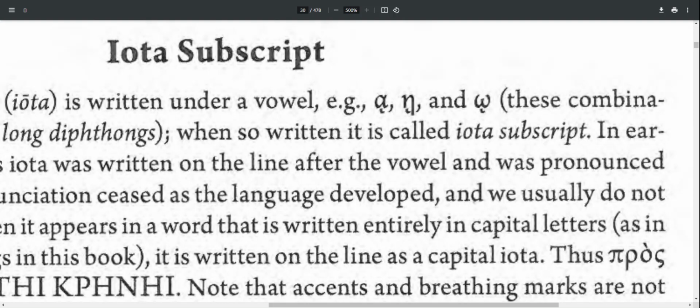So you have these long vowels which were a diphthong with the letter iota, but they became just long vowels. And they are important for grammatical reasons.